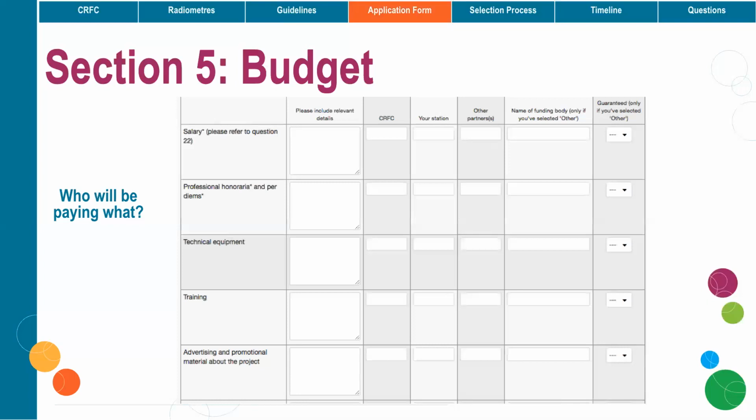Then you can indicate the amount that you request from the CRFC, and there's a column where you can indicate the amount your station will be contributing, as well as if you have other partners. We really encourage you to estimate if your station will have to chip into the project, because one common mistake that we see is that people fill the application taking into consideration only the amount that they request from the CRFC, and they think, well, if the station has to chip in, we'll see when it happens, and we will put the money that has to be invested.